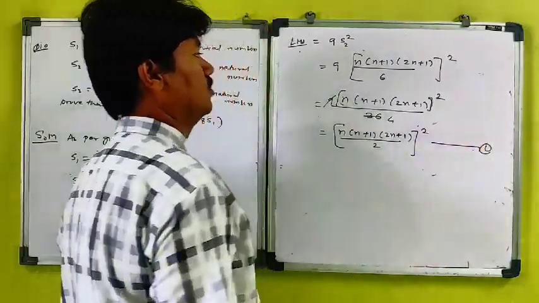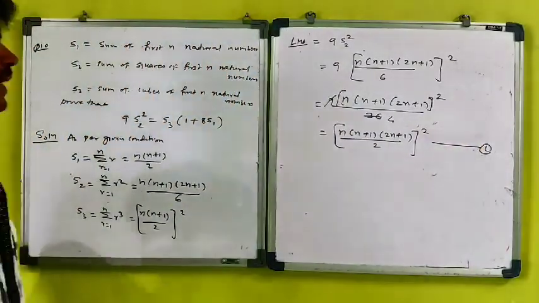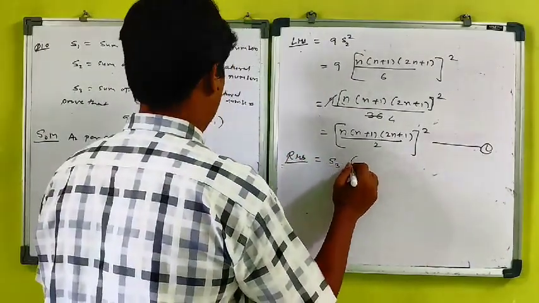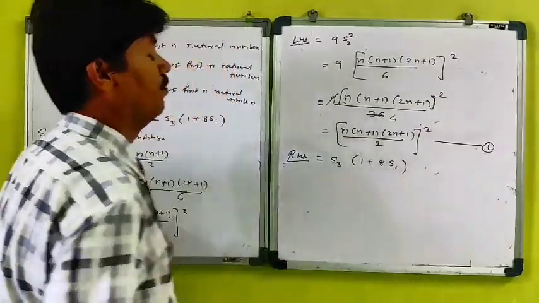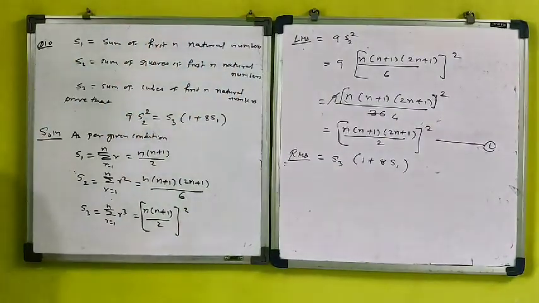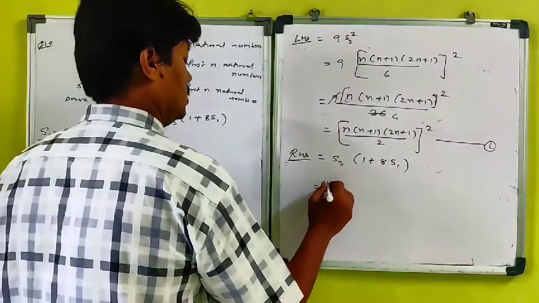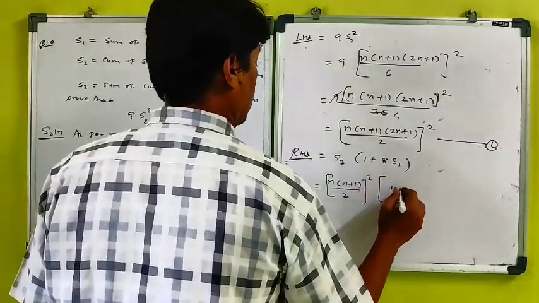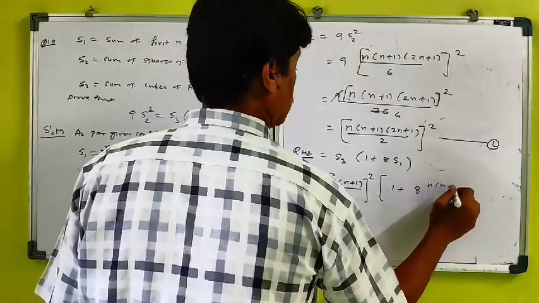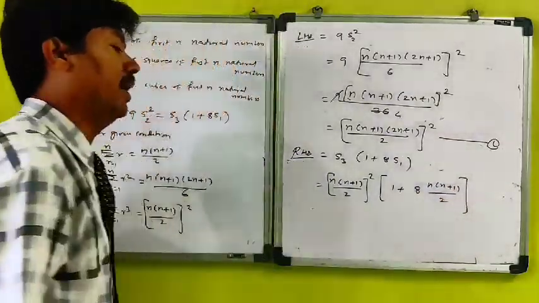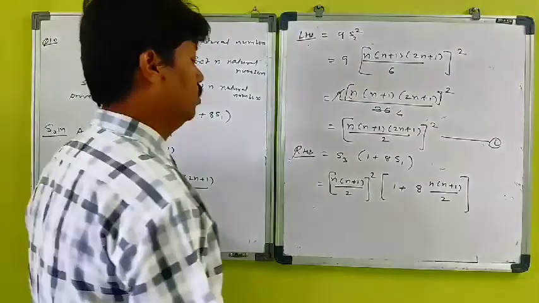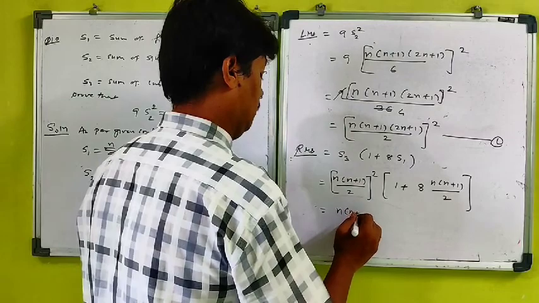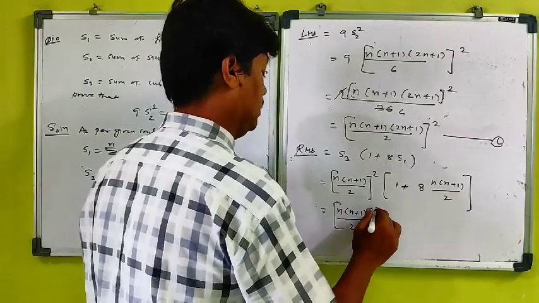That is your LHS. Now we will move to the right hand side. So the right hand side is S3 equals 1 plus 8 into S1. S3 here is n plus 1 upon 2 the whole square, and S1 is n plus 1 upon 2. So it is n plus 1 upon 2 the whole square, as it is.